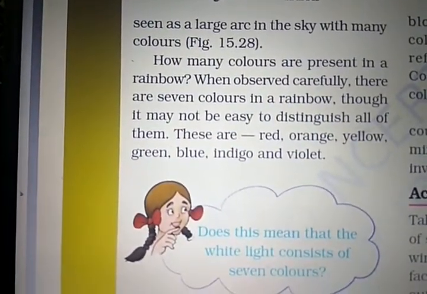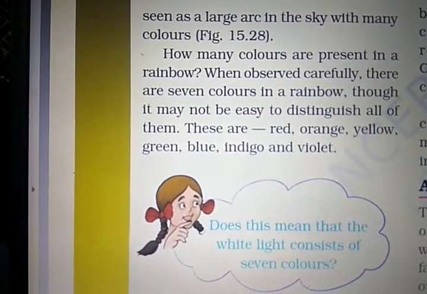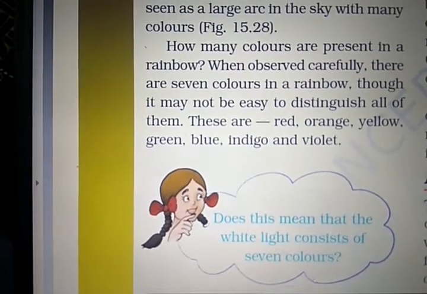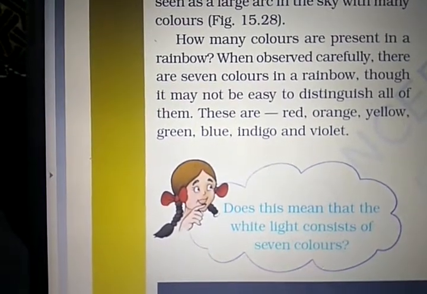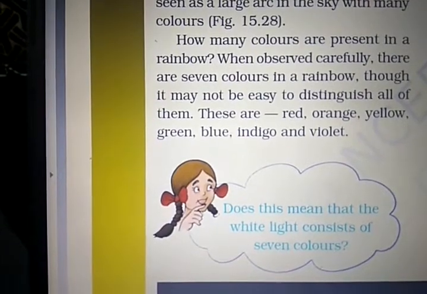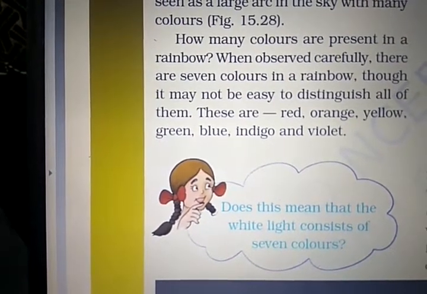So for that, remember the order VIBGYOR. If we remember this word, you can automatically know the sequence of colors in a rainbow. V means violet, I means indigo, like that. So how many colors are present in a rainbow?